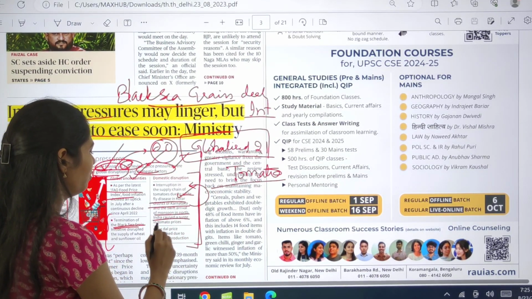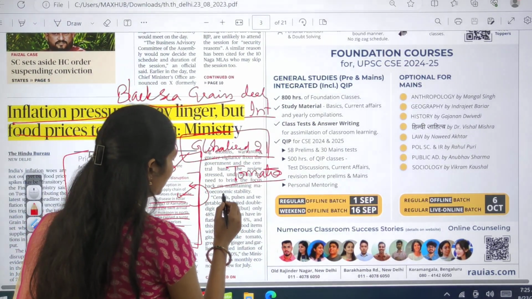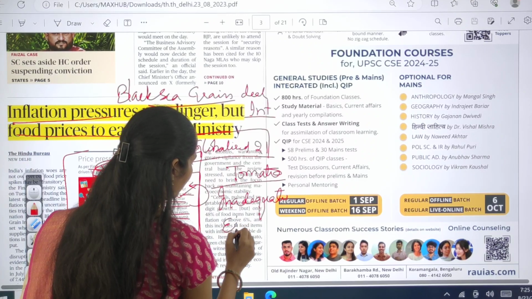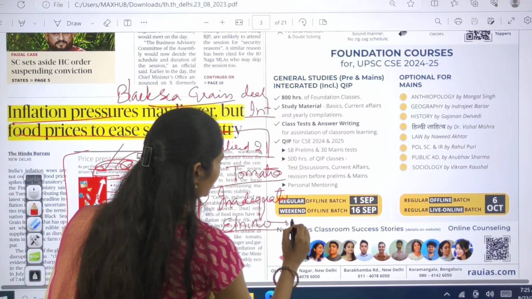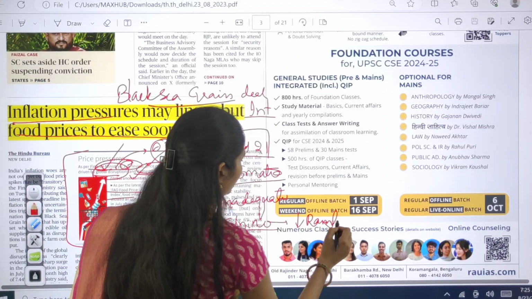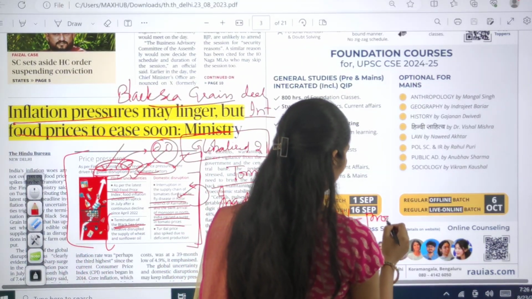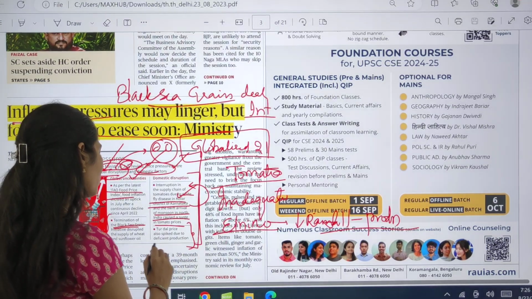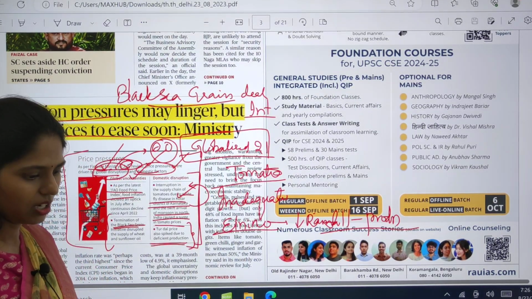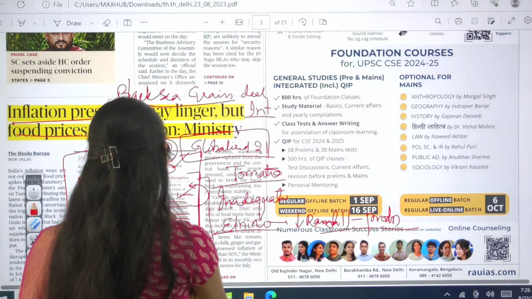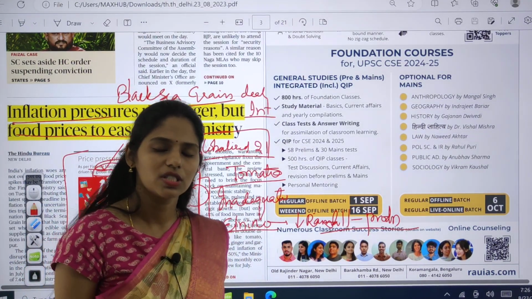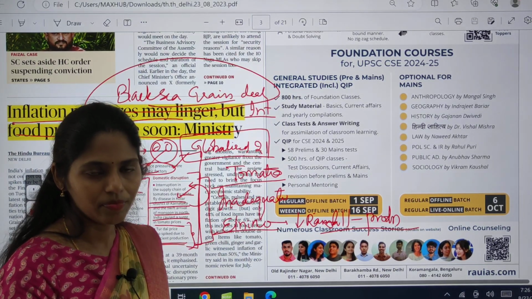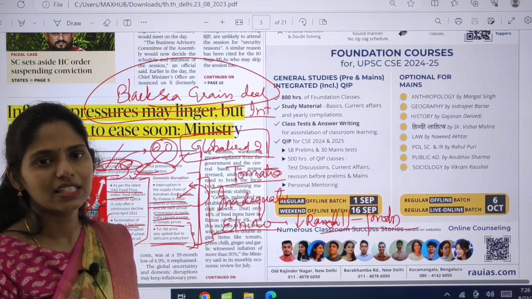And next one is unequal or inadequate rainfall because of El Nino, that led to decreased rainfall, and that also affected the production of tomatoes. So this is the second important reason. And next, Tur Dal price also spiked because of deficient production. So these are the domestic reasons, and the other is global reasons. Because of this, we are seeing inflation. Here you have to focus on what this Black Sea grain deal is. You can expect a question regarding this Black Sea deal.